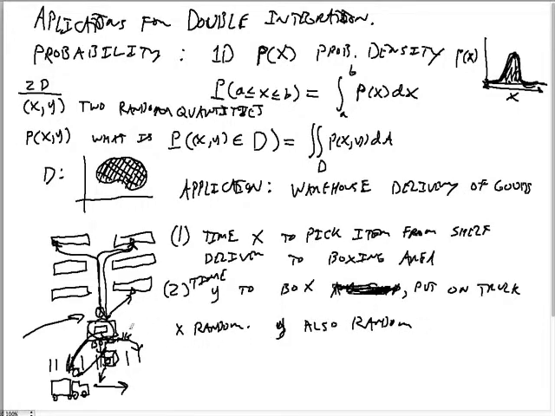So we want to characterize what these distributions are. So first of all, we can assume that X and Y are independent. That means that the time it takes to pick an item off the shelf and the time it takes to box that item and put it in a truck have no relationship to each other.